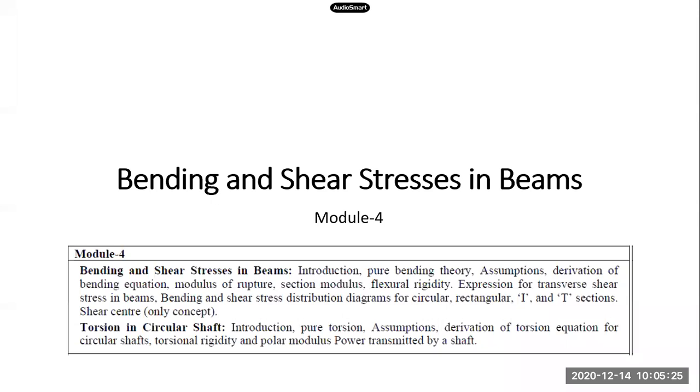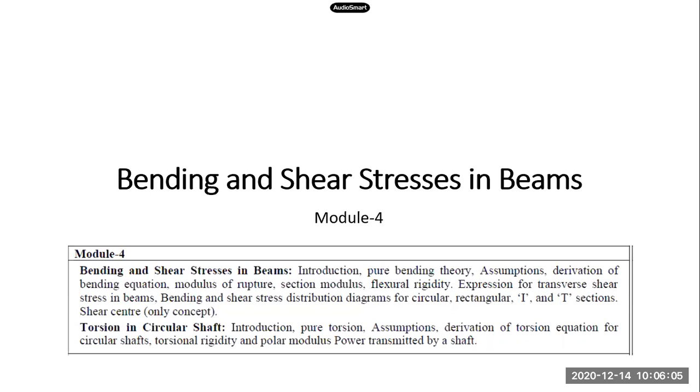Okay, these are bending moment and shear force that we have studied here. Now these bending moment and shear forces also cause stresses in the beams. So we'll look into these stresses in this module. Now we'll move to the fourth module, which is about the bending and shear stresses in the beams. Another part of this module is torsion in circular shaft. We'll come to that torsion part later, but right now we'll look into the bending stresses and the shear stresses in the beams.